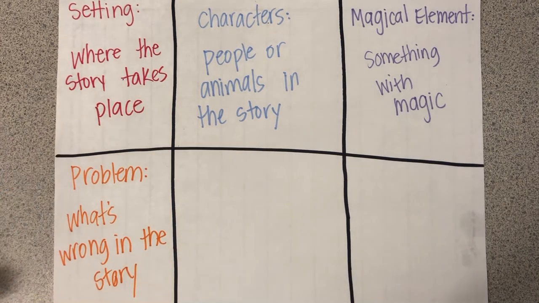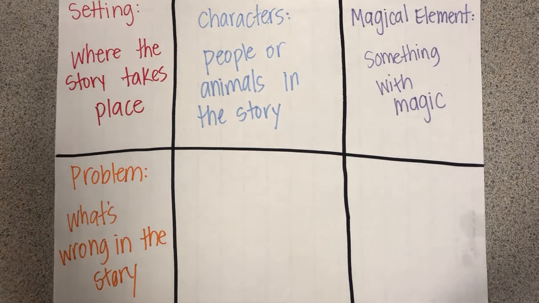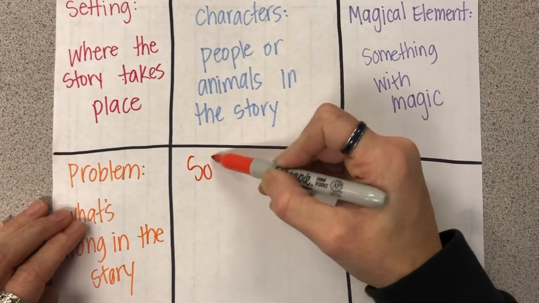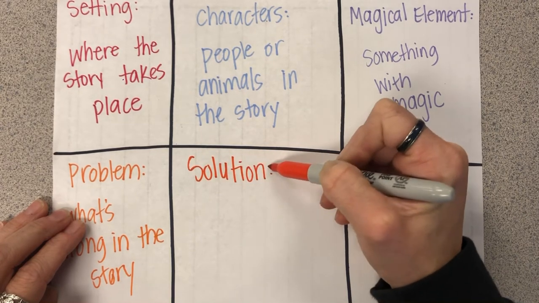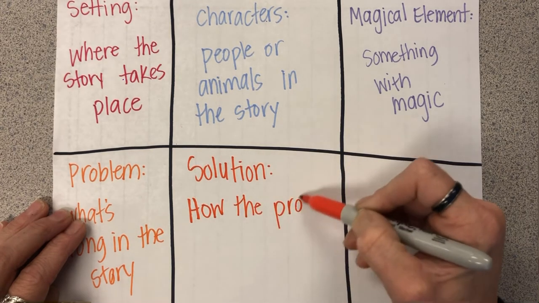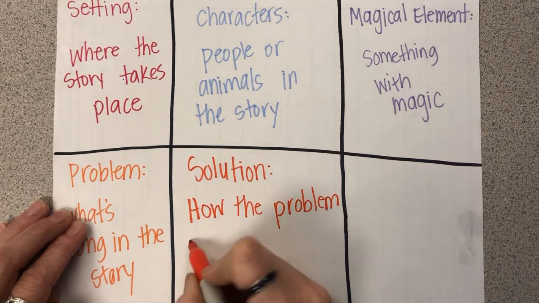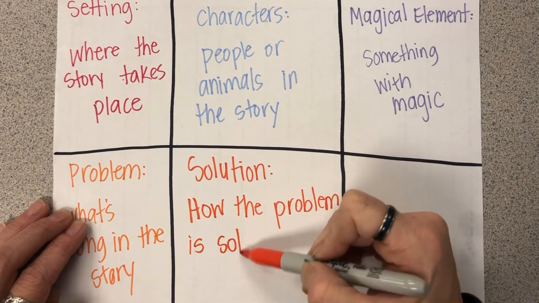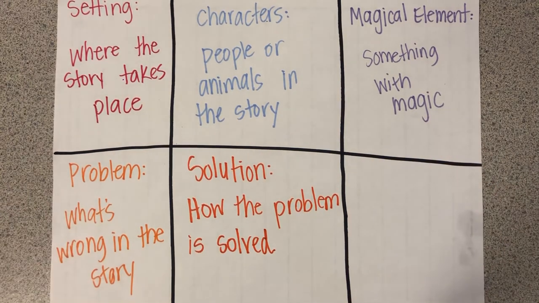And then for every problem, there's a solution. And the solution is how the problem is solved. So in Cinderella, the fairy godmother came and gave her a new dress and transportation. So that's how she made it to the ball. And in the end of the story, the prince went through all the land and found the person who the slipper belonged to. And so that was the solution to that one.